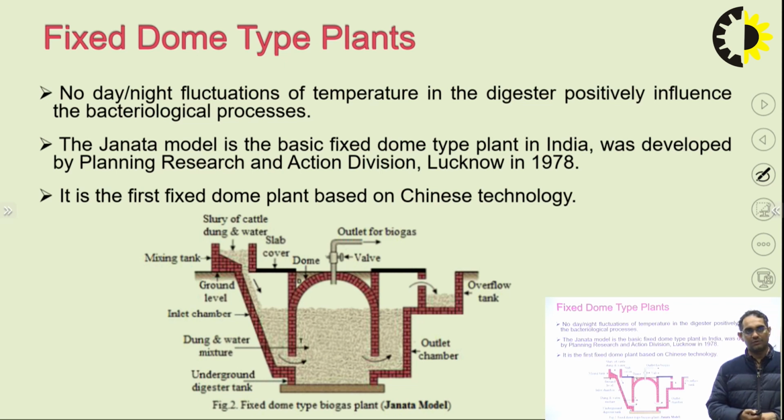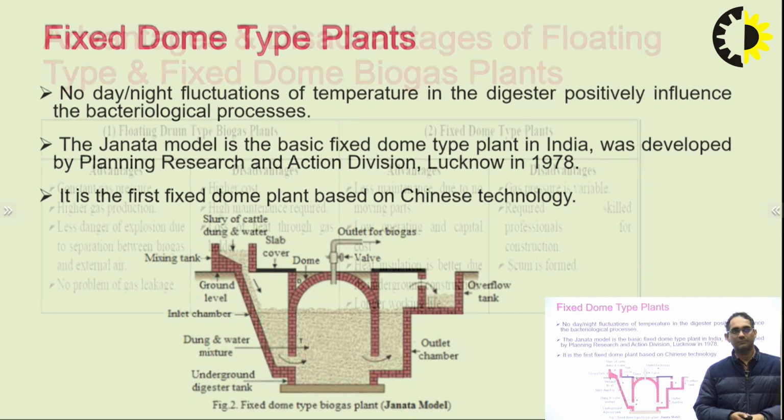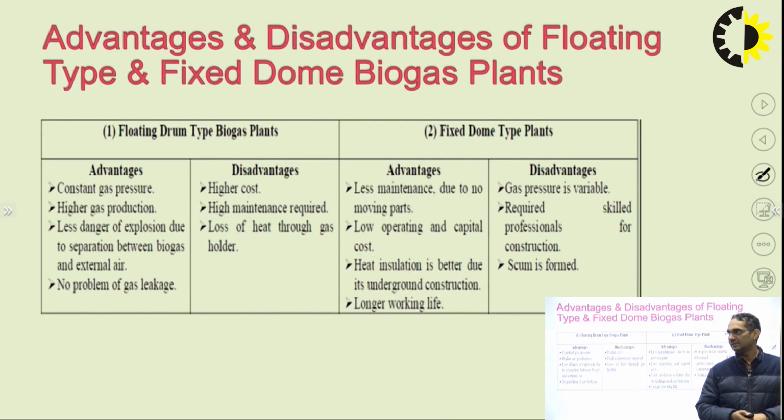Then the Janta model is the basic fixed dome type plant in India. It was developed by the Planning Research and Action Division, Lucknow, in 1978, and it is the first fixed dome type plant based on the Chinese technology. Then these are the differences between the floating drum type and the fixed dome type plants.